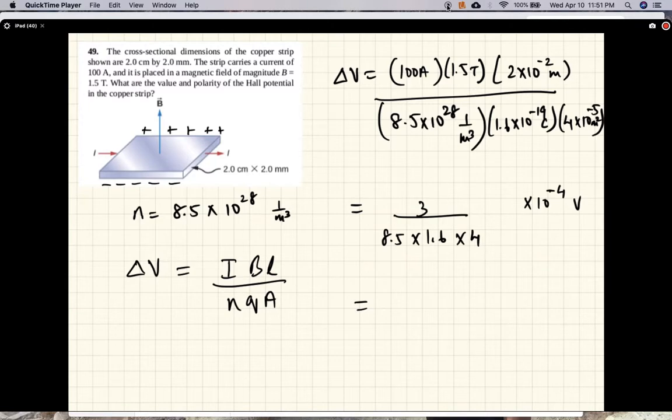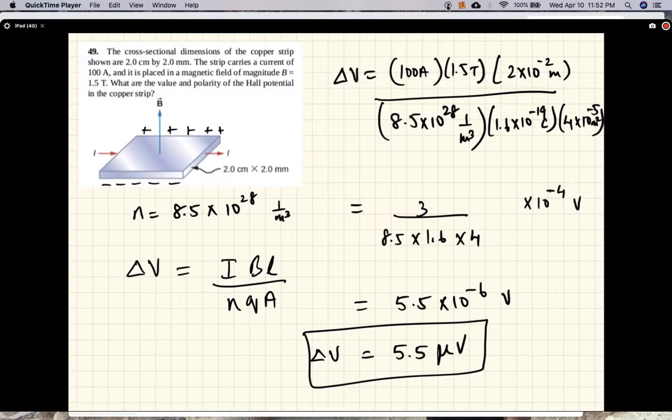All right, so this works out to 5.5 times 10 to the minus 6 volts. Okay, so 5.5 microvolts. So the Hall voltage is fairly small. All right, that does all the problems. So we will move on to chapter 12.